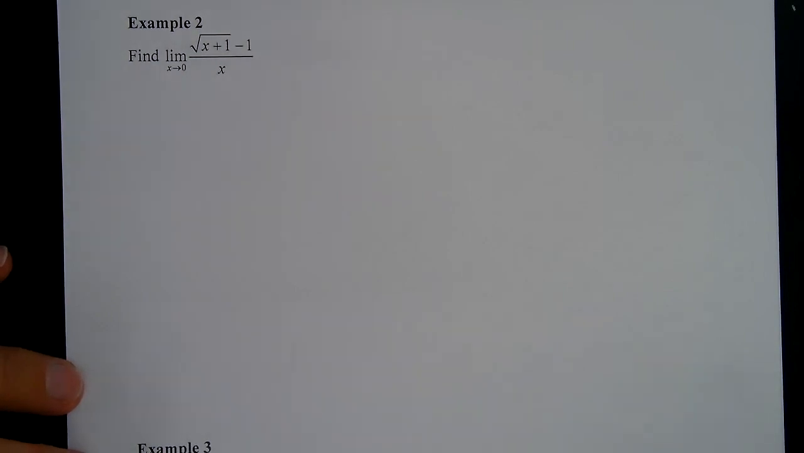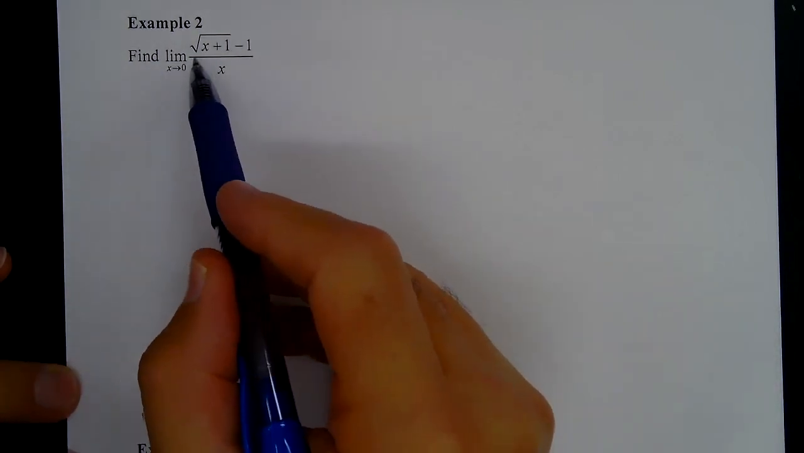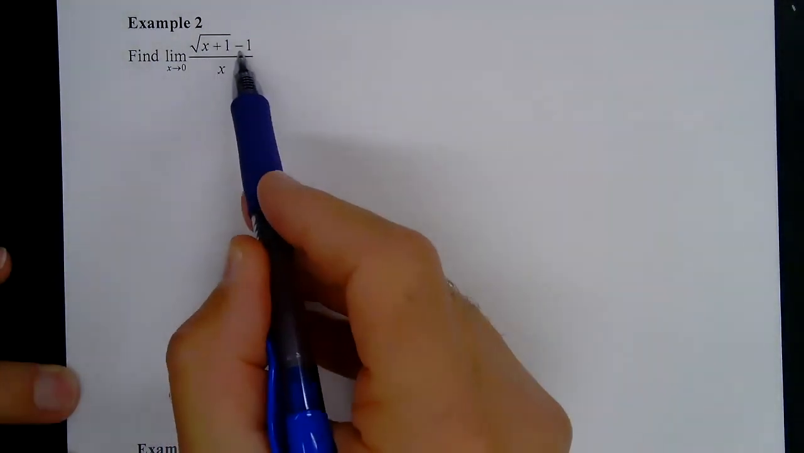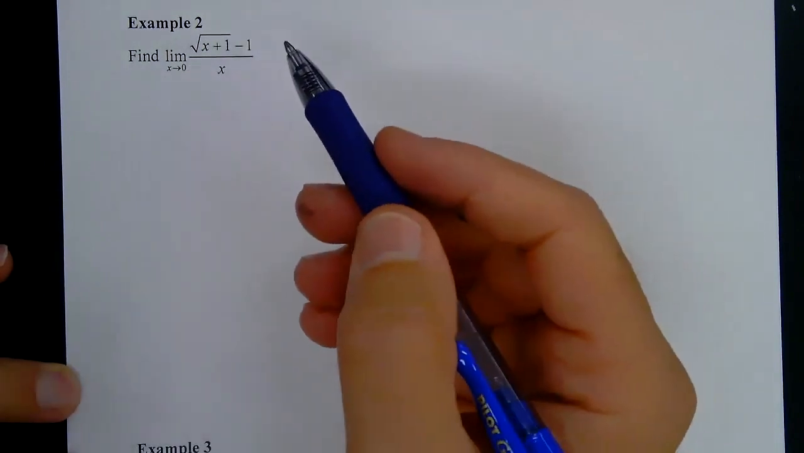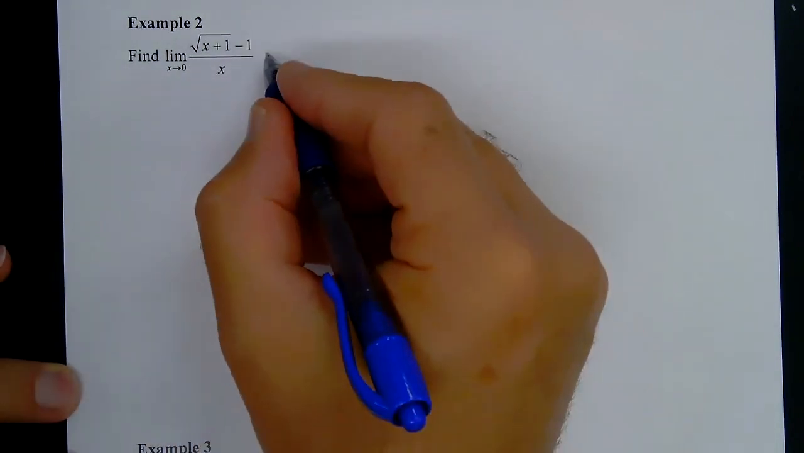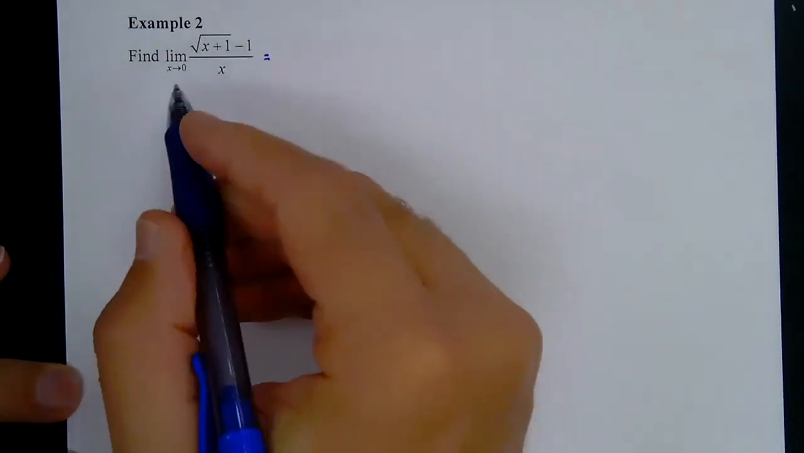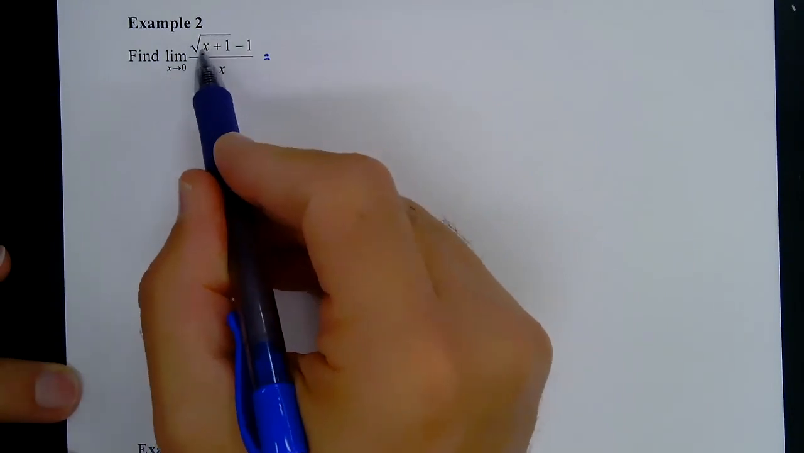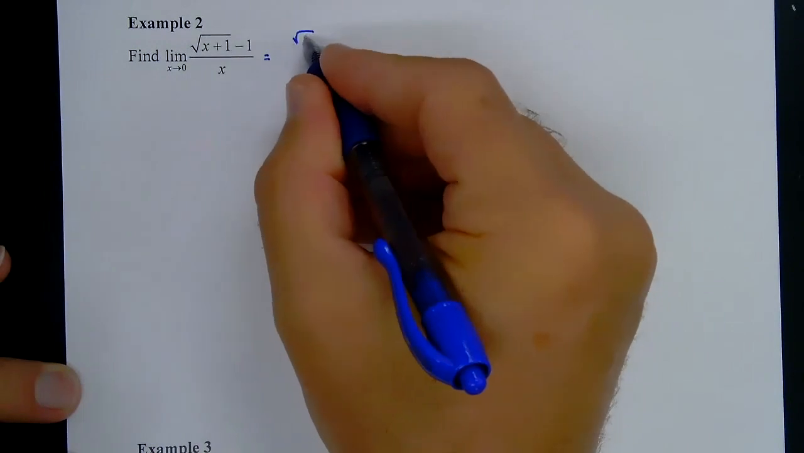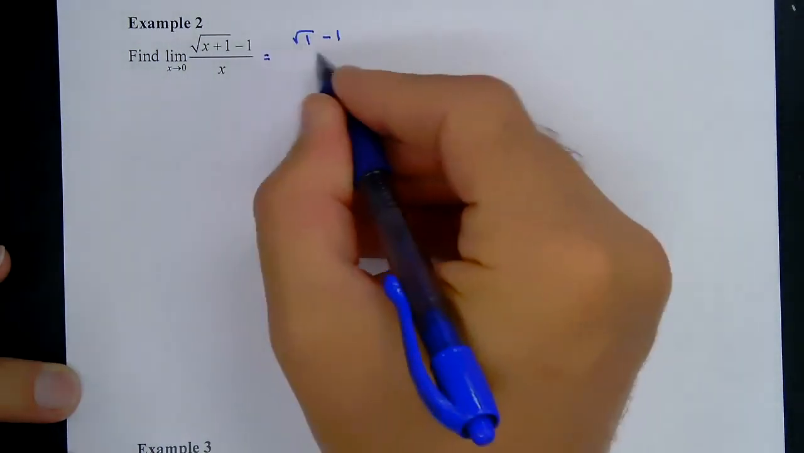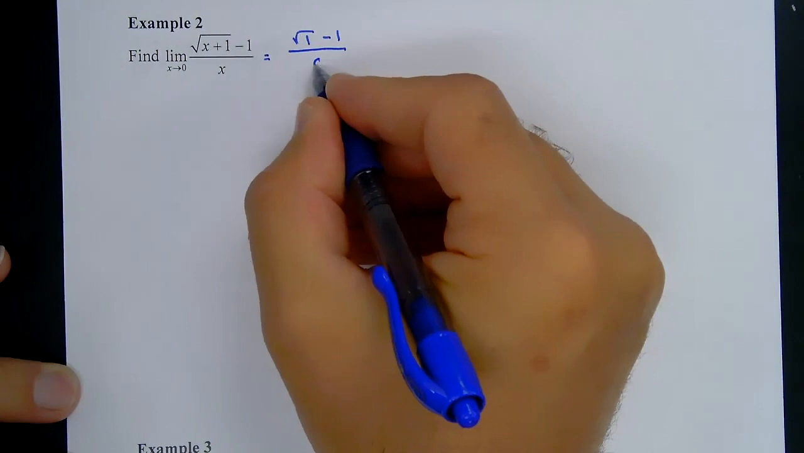So for this next problem, we have the limit as x approaches 0 of the square root of x plus 1 minus 1 over x, okay? So let's try to do direct substitution. If we put 0 in for x, this first one would be 0 plus 1, which would be 1. That'd be the square root of 1 minus the 1 on the outside, all over 0, right?